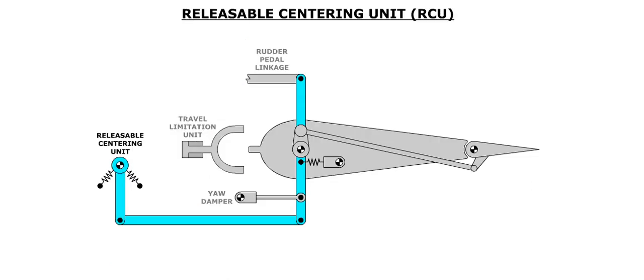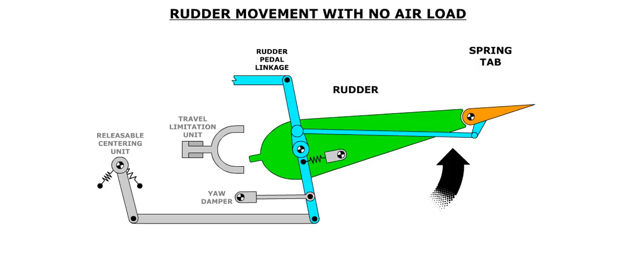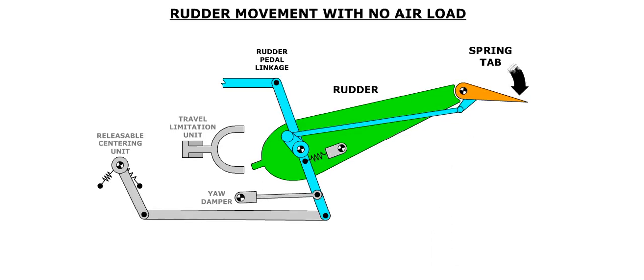The RCU centers the rudder when no forces are applied to the rudder pedals. If the aircraft is on the ground and there are no air loads on the rudder, the movement of the rudder pedals will move the rudder until it reaches one of the 2 rudder stops. During this movement, the spring tab is aligned with the rudder. Once the rudder has reached one of the stops, the spring tab will travel in the opposite direction that is commanded.